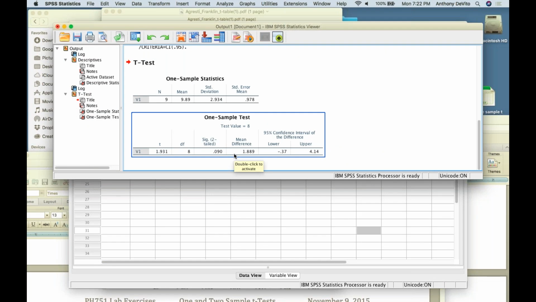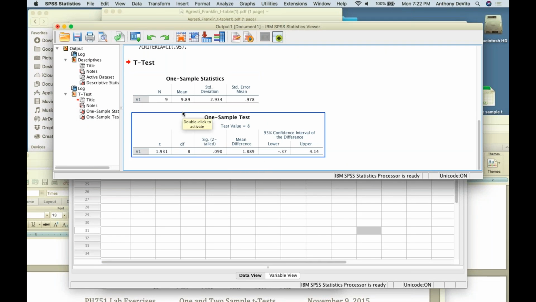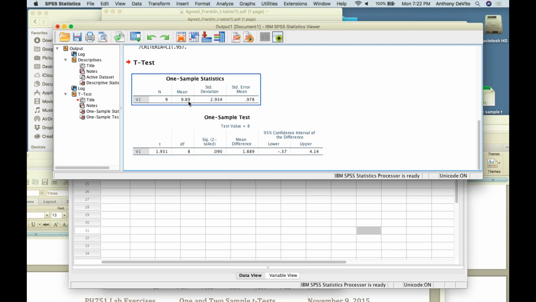Okay, so let's take a look at this. The difference between the value that we are comparing it to, the known mean, 8, versus 9.89, which is the mean X bar for our sample, is 1.89, divided by the standard error, 0.978. So it's going to be 1.89 divided by 0.978.